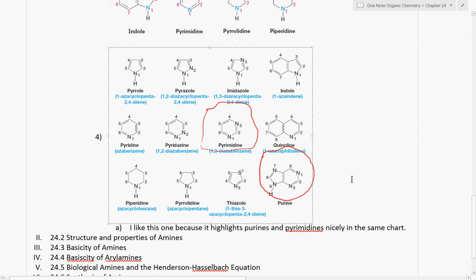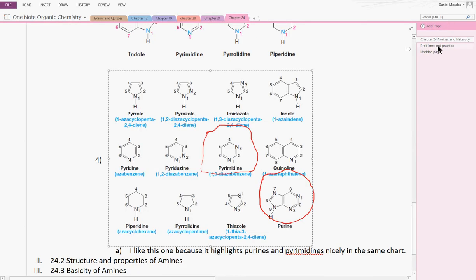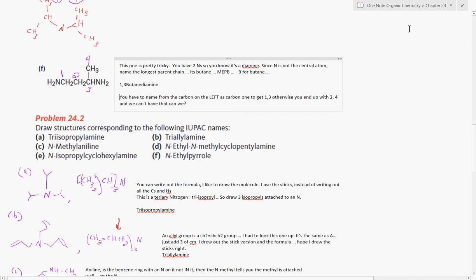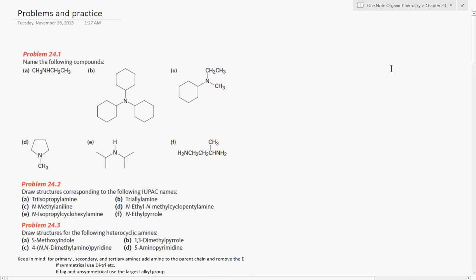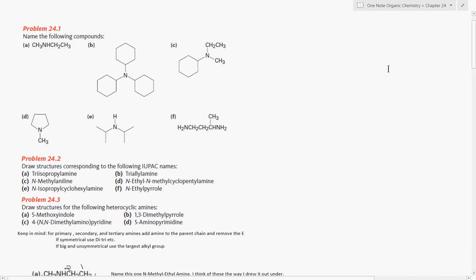And now let's look at some examples. Problems in practice. So scrolling up, name the following compounds you're going to have in point one. These are just the in-text problems from one of my textbooks. So for 24.1, those are the examples, and those are showing the molecule you have to name. 24.2 and 3, you have to draw the structures. In point 2, we're doing linear. Point 3, we're going heterocyclic.